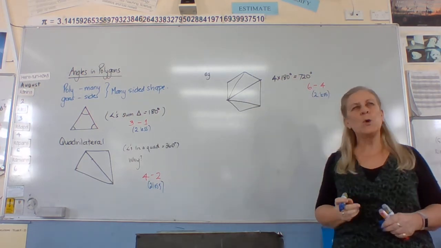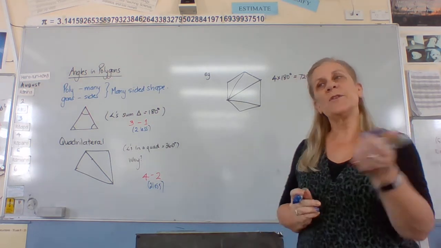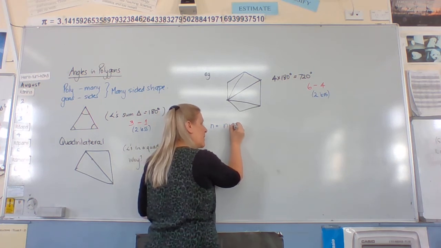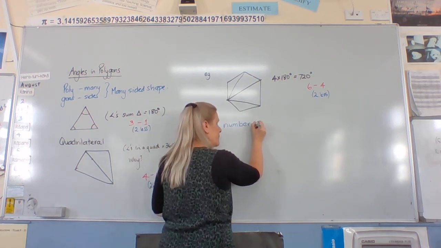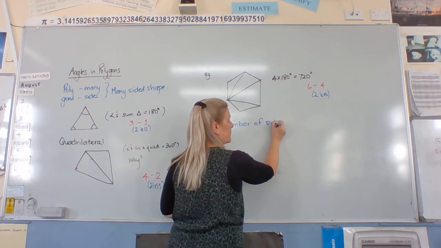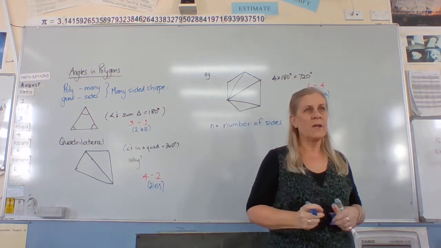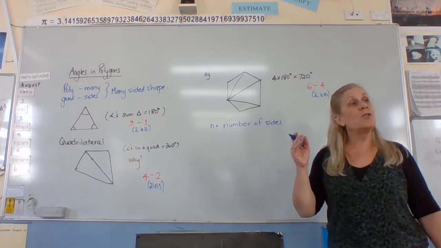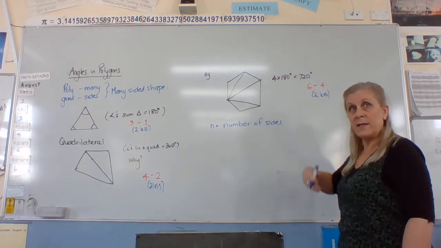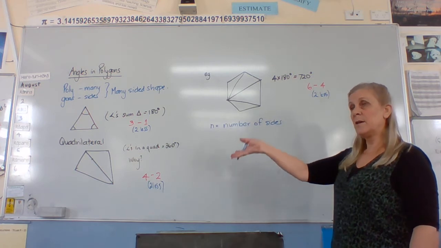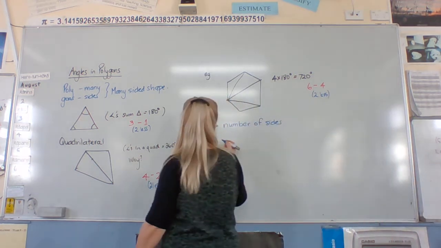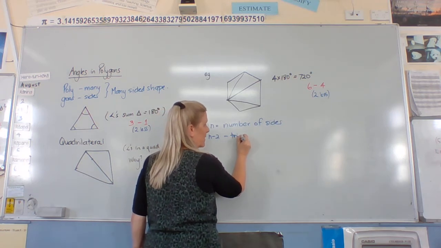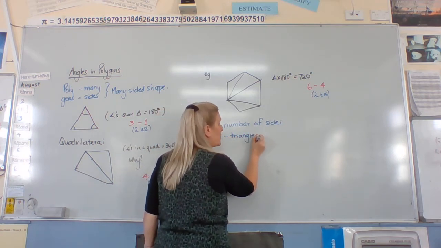How do we write 2 less in algebra? If we know the number of sides is n, what's going to be the algebra that says how many triangles it has? n minus 2 triangles.